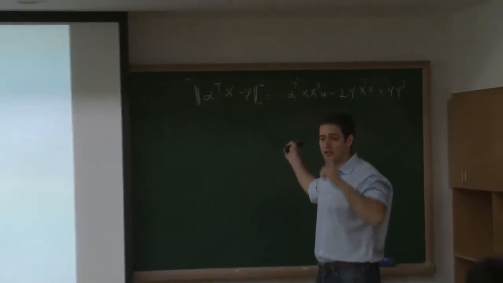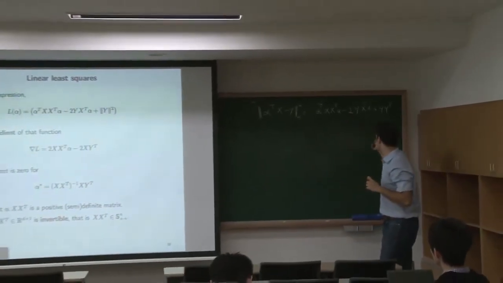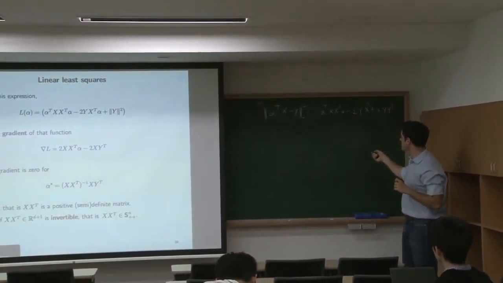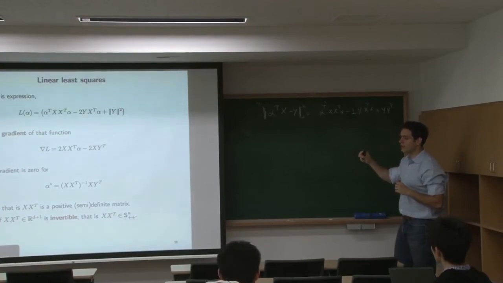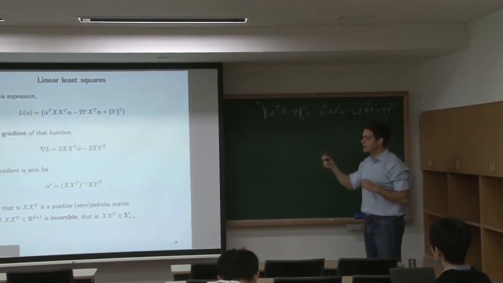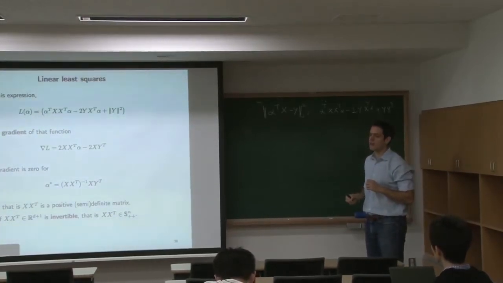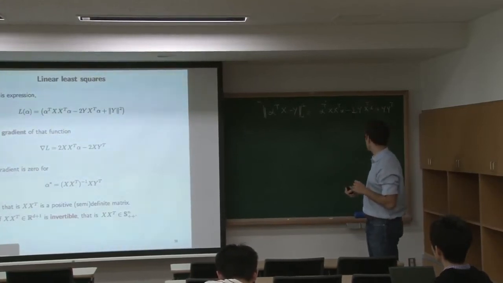So, if we compute the gradient of this function, okay, this is a quadratic function in each of the terms. So computing the gradient basically means computing the derivative of this function with respect to each of the coordinates of alpha. So some of you may not remember gradients well.